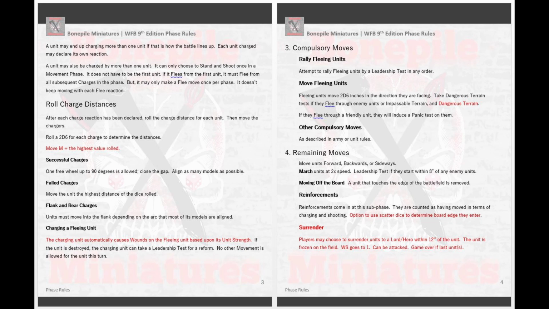I have an optional rule here. Emphasis on optional. But I recommend that if one player uses the option, that both players use it in order to be fair and balanced. So under reinforcements it says, option to use the scatter dice to determine the board edge that reinforcements enter.